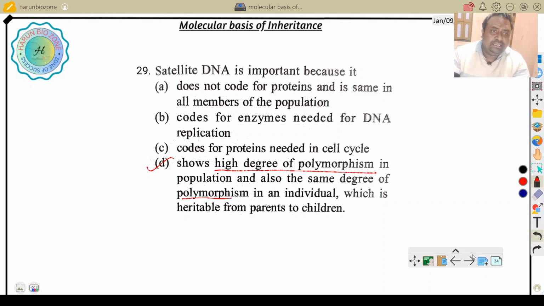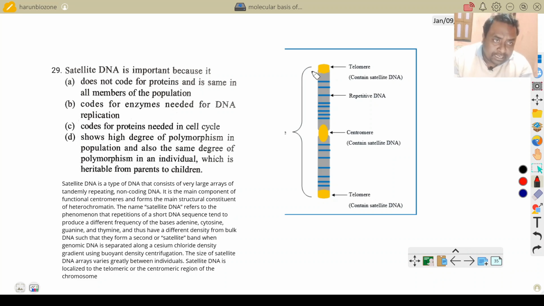Where is satellite DNA found? Satellite DNA is present in the telomere portion of the chromosome. Clear? In the telomere portion of this chromosome satellite DNA is present. In the centromere region satellite DNA is also present. Clear?